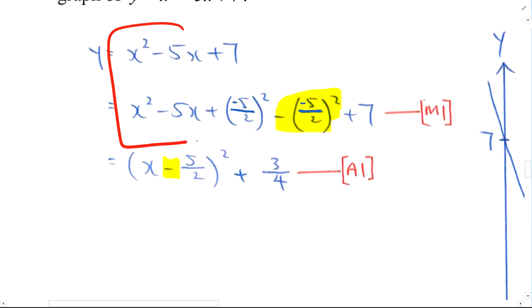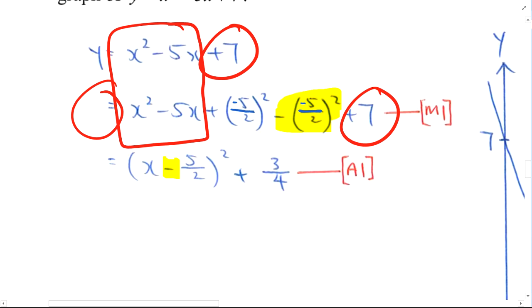Copy down the first two terms. Add in a certain value, which is the new coefficient of x divided by 2, and I square it. Coefficient of x is negative 5, so negative 5 divided by 2 squared. Since I'm adding it, I need to subtract it again so that it stays equal. Then I've got the remaining 7 at the end.